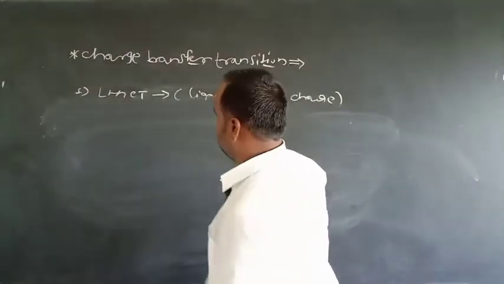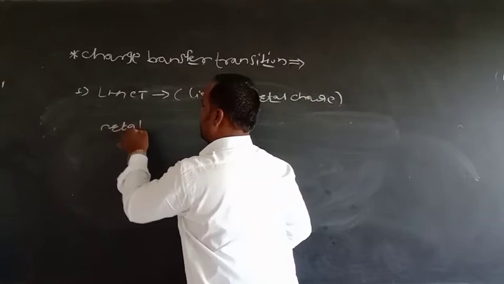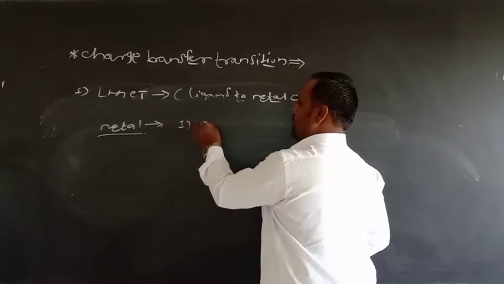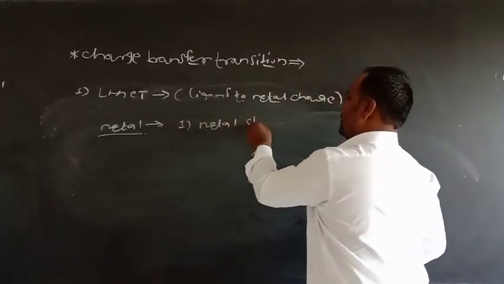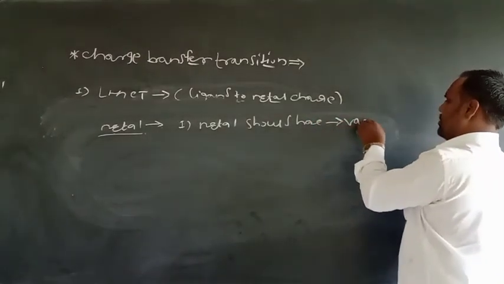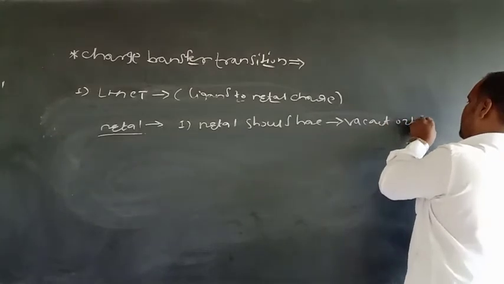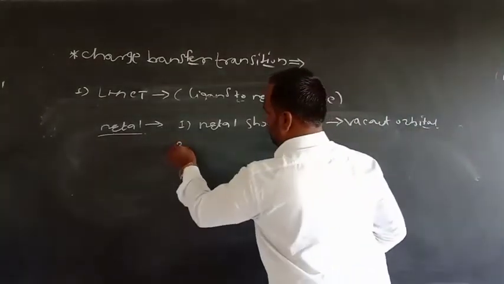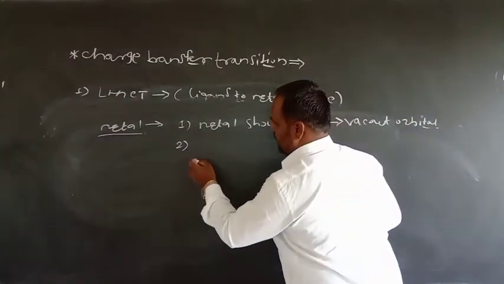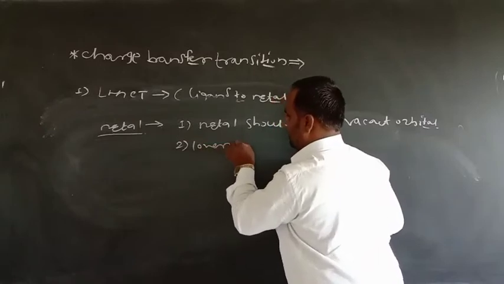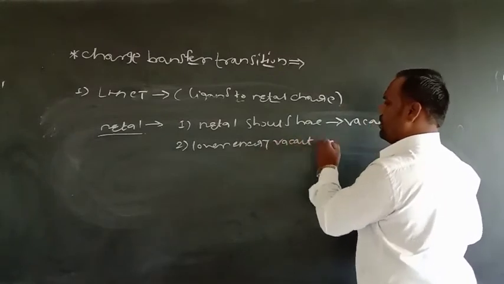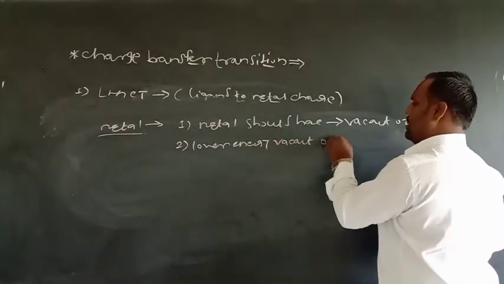Characteristics of the metal. The first characteristic is that the metal should have a vacant orbital, but the orbital should have lower energy. The next important characteristic is that a lower energy vacant orbital is available.